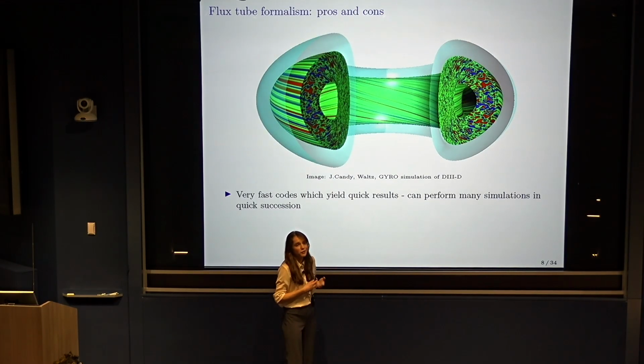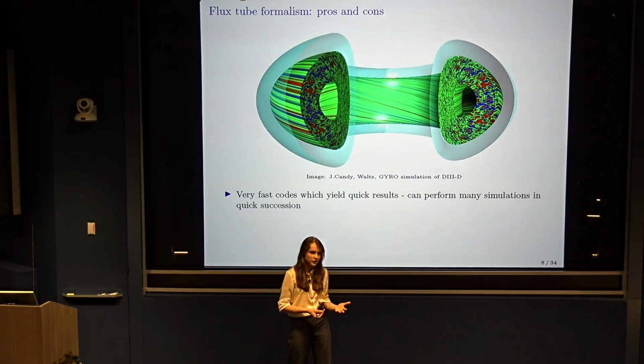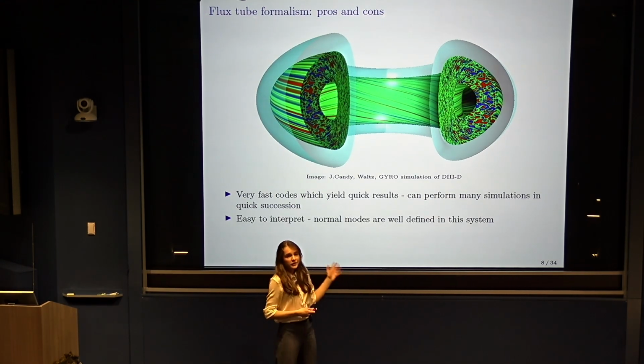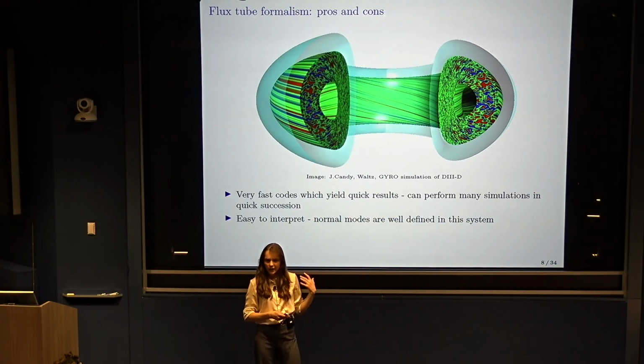Not only that, but they're super fast compared to these kind of real space codes. You know, they're quite quick to do. We can get a lot of different simulations, and optimization is great using these types of things because I can just iterate them multiple times. They're very easy to interpret. Normal modes are very well defined in these types of systems, and I'm actually going to come back to what that means in a minute, but they're quite easy to interpret.